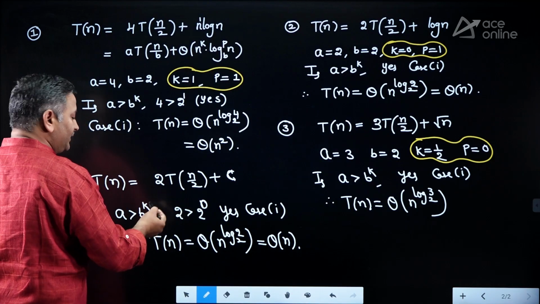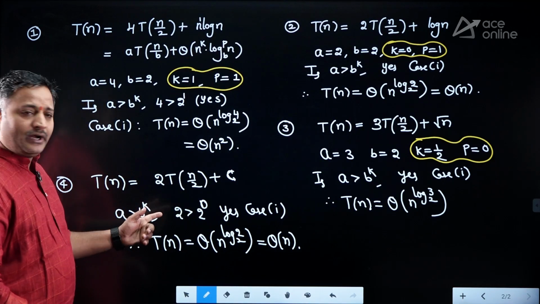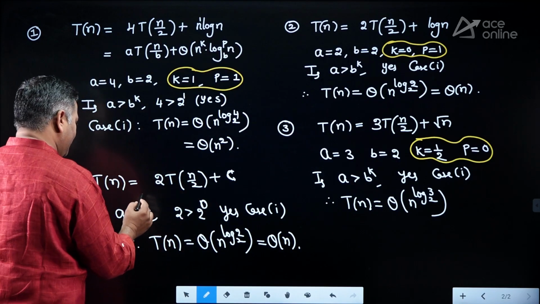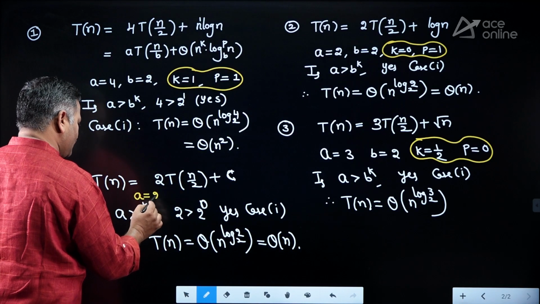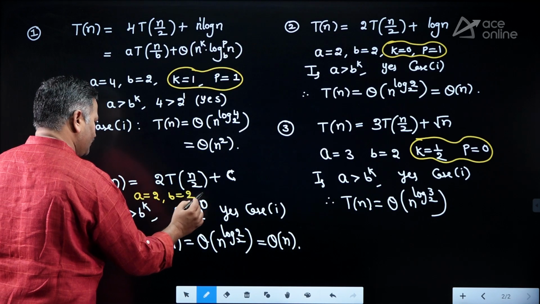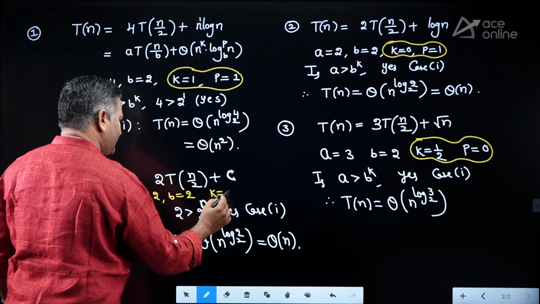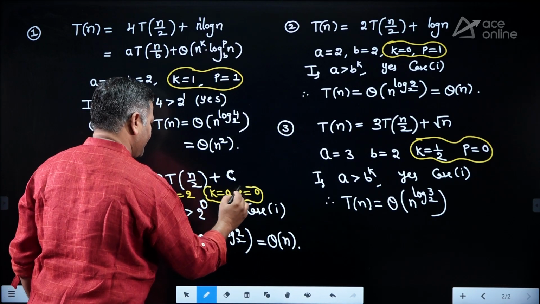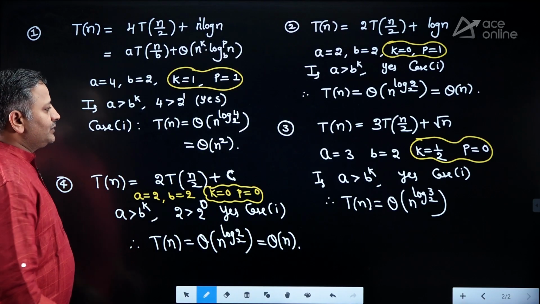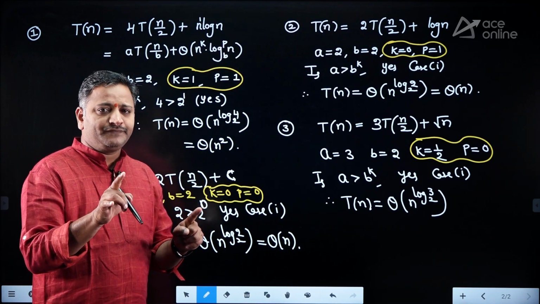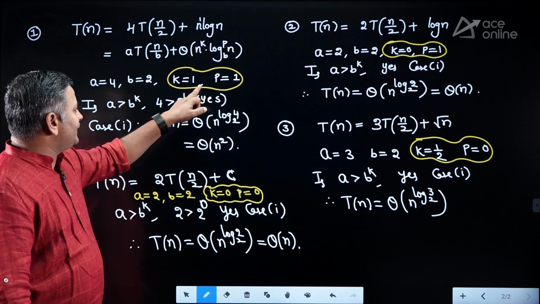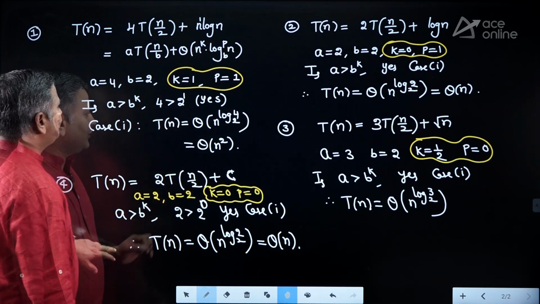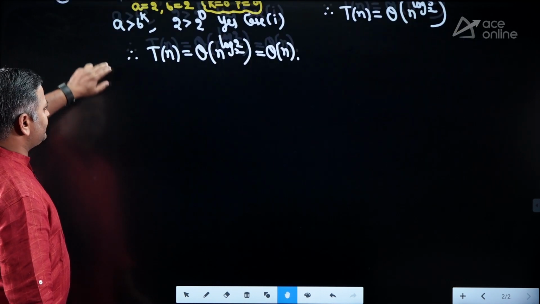In this case, both k value equals 0 and p value also 0, because we can write it as n power 0. Therefore, by comparing with the master theorem, we have a equals 2, b equals 2, and what about k? k equals 0 and p equals 0. Right friends, okay? So whenever you find any question in master theorem, first verify if it belongs to the first model, second model, third model or fourth model. Clear friends, okay? Problems based on second case.